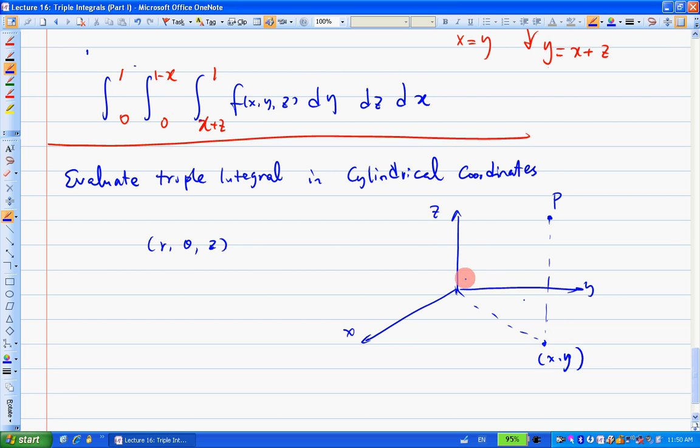Now we draw a line from here to here. The magnitude of this segment is called r. The angle from the x-axis to where it is is called theta. The height from here to here is z. So r, theta, z is basically cylindrical coordinates. If you compare to polar coordinates, the only difference is you have a z here.